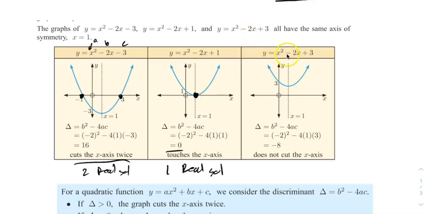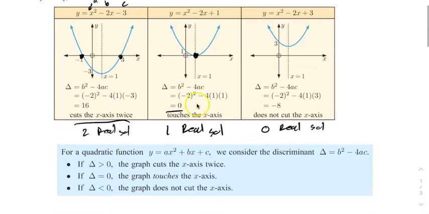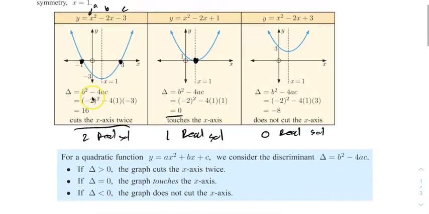And then in this third case here, same axis of symmetry, we do the discriminant on this guy, and we get negative 8. And if you notice, the graph does not cross the x-axis. This always happens, so we have 0 real solutions. Remember, a solution is just an x-intercept. A real solution is an x-intercept. So that's what the discriminant tells you. It lets you know how many real solutions you have.